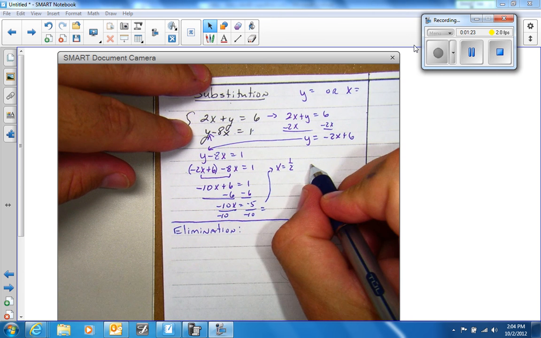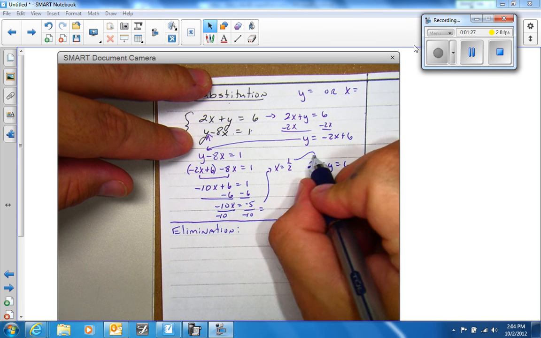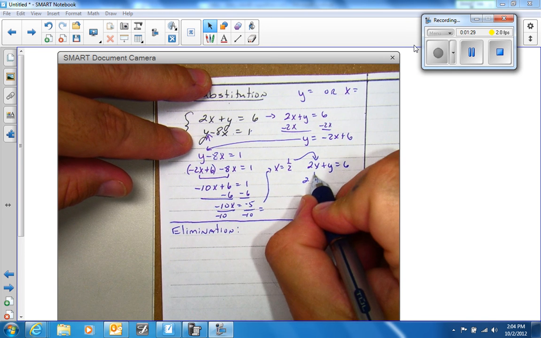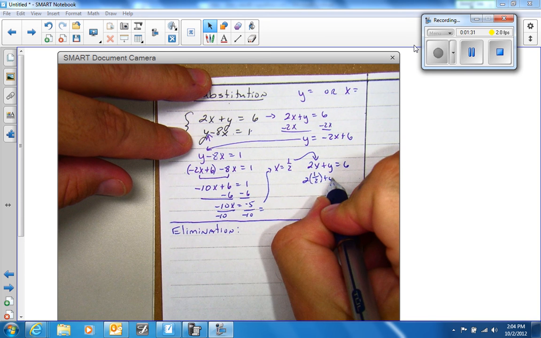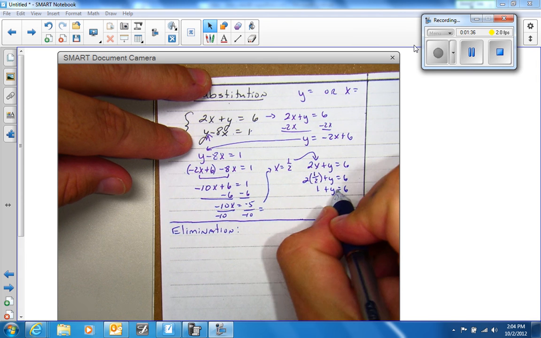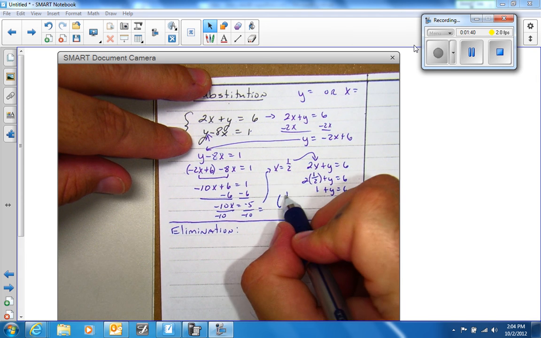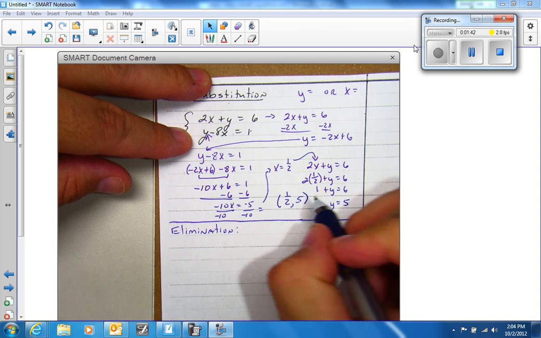So I'm going to use 2x plus y equals 6. I'm going to plug it in right here. So 2 times 1/2 plus y equals 6. Half of 2 is 1. And 1 plus what number is 6? Well, that means y is going to equal 5. Therefore, it's 1/2 comma 5 is my solution.